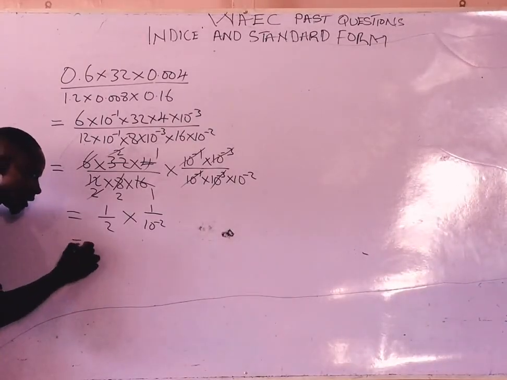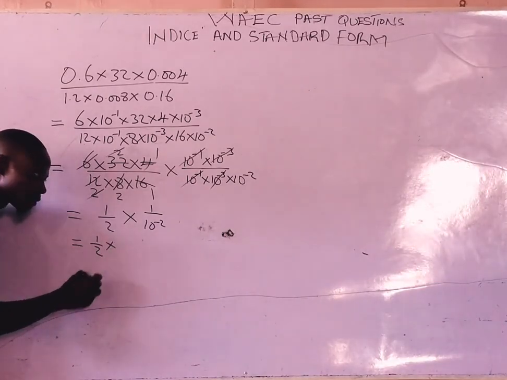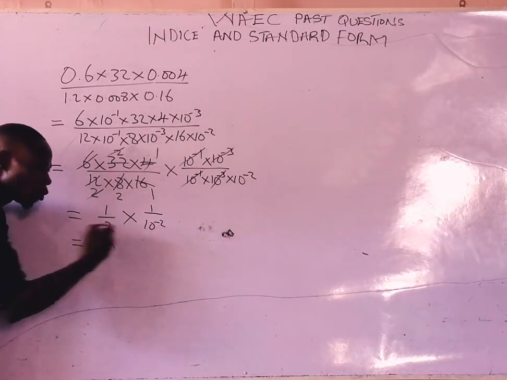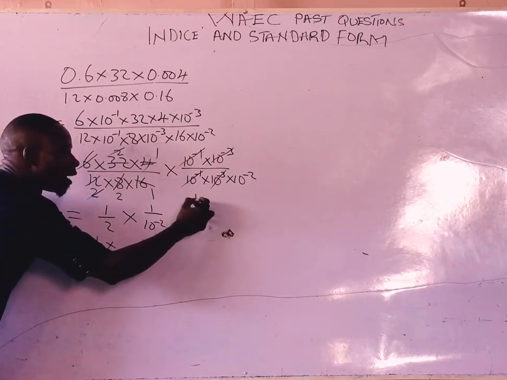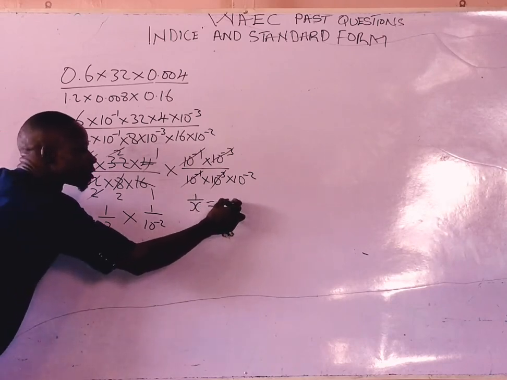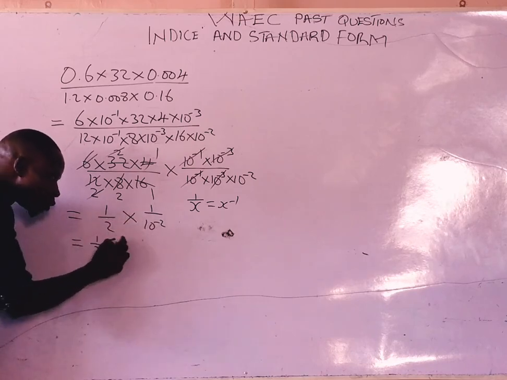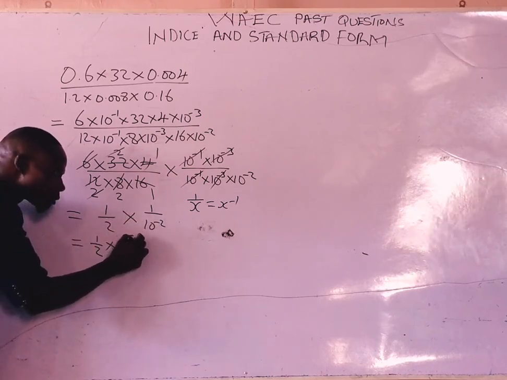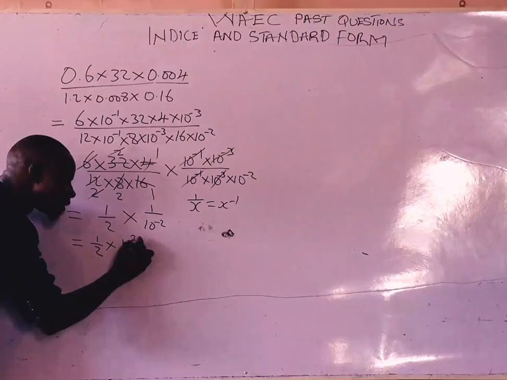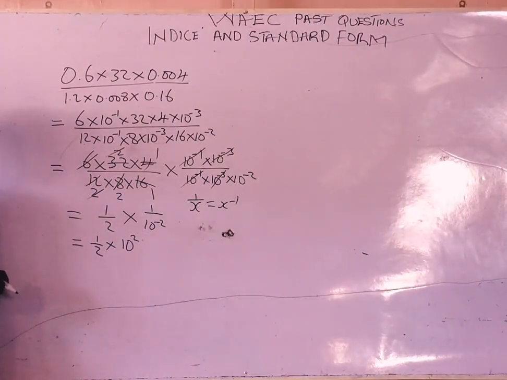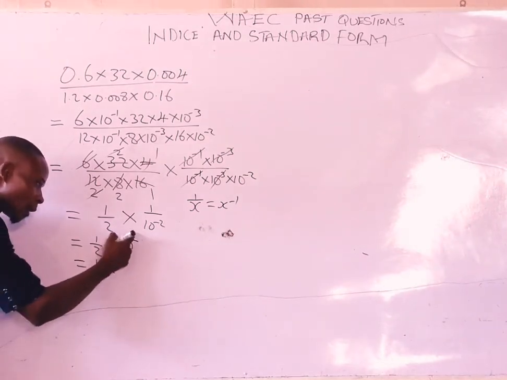So we can express this as 1 all over 2 times, based on the reciprocal law in indices. When you have 1 all over x, it is the same thing as x raised to the power of minus 1. That is the reciprocal law. So if we bring this one up, it will be 10 raised to the power of minus 2, and minus 2 will give us plus. So definitely this one is 10 raised to the power of 2. So finally we have this as 1 all over 2 times 10 raised to the power of 2.